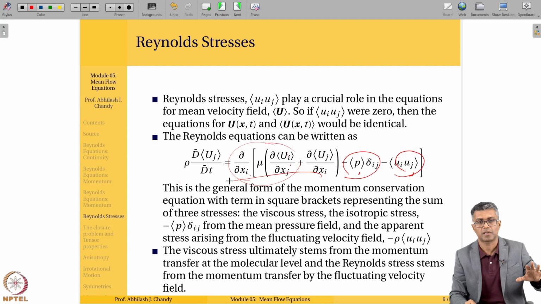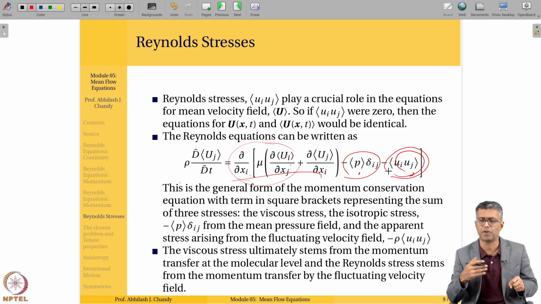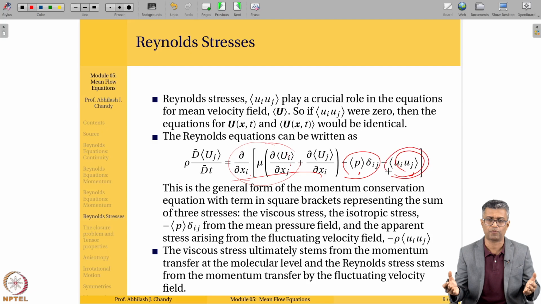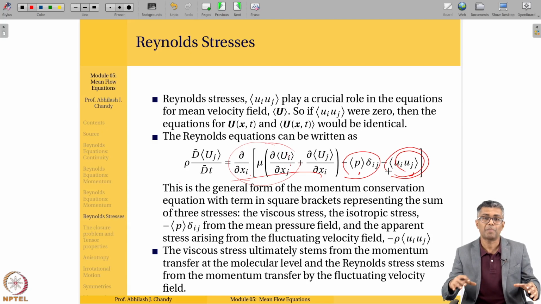So the viscous stress comes from the molecular level. It stems from the momentum transfer at the molecular level, whereas the Reynolds stress stems from the momentum transfer of the fluctuating velocity field. We have discussed this a lot when we discussed laminar and turbulent flow, right? You have this turbulent mixing, which is due to the fluctuating velocity field, which is a macro property, whereas the viscous mixing is a micro property. It comes from the molecular level.